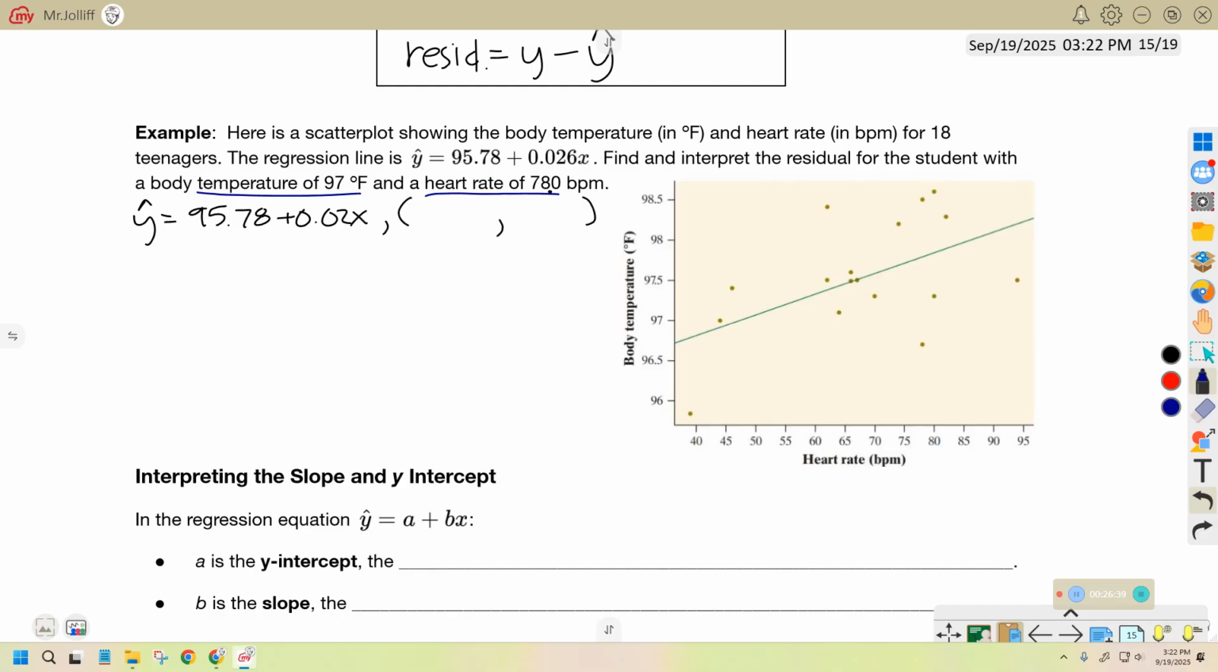Valeria, which of those 2 quantities is plotted on the x-axis? You can't see the board, you can see it on your paper. What's on the x-axis? Heart rate, yeah. So heart rate is our input. So I'm going to copy the 78 first, 78 BPM. Temperature must be my y. They gave us the data point 78, 97.